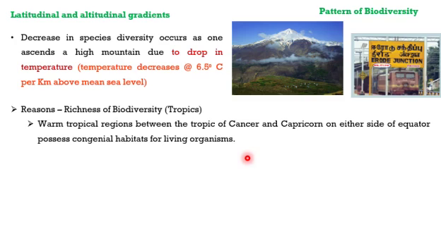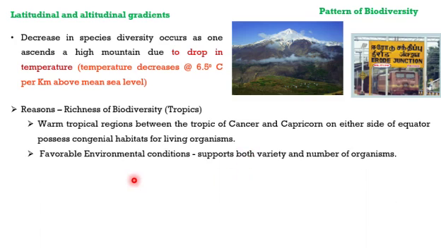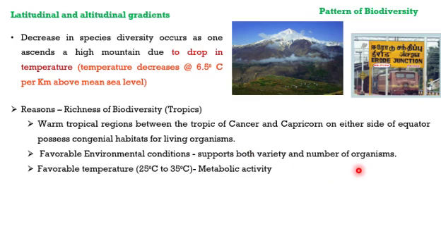And favorable environmental conditions are why it supports both the variety and number of organisms. As I told you, favorable temperature helps in metabolic activity, because most of the animals are warm blooded. So if it stays within this temperature range, it will not affect them in any way. That is why you find many animals in the tropical region. And we receive average rainfall of 200 millimeter per year, which is quite huge. That's why you have a lot of vegetation here.